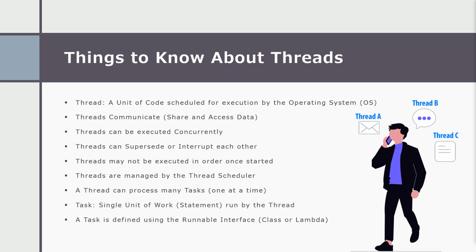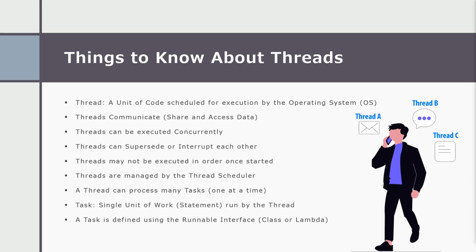A thread is a unit of code that's scheduled to be executed by your operating system. Threads can communicate with each other by sharing and accessing the same data. Threads can be executed concurrently, and that means at the same time. Threads can surpass or interrupt each other. Threads may not necessarily be executed in order once started. Threads are managed by the thread scheduler.